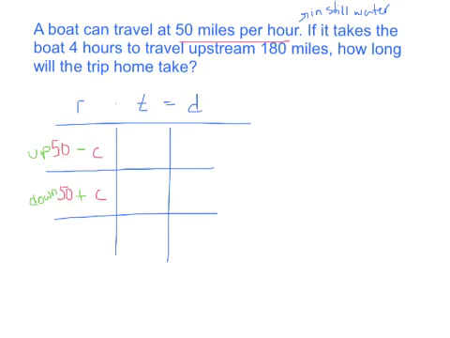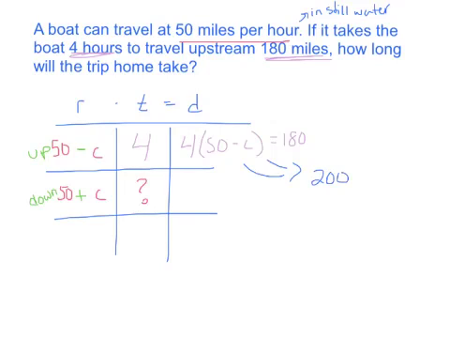For the trip upstream, I know that it takes 4 hours, so I can fill in the time, which means my distance will be 4 times 50 minus C, but I also know that that's going to equal 180. My time, this is what I'm trying to find. This is a situation where I have one equation with one variable that I'm able to solve. So this would become 200 minus 4C is equal to 180. If I subtract 180 from both sides, I get 20. If I add 4C to both sides, I get 4C. Divide by 4, divide by 4. The rate of my current is going to be 5 miles an hour.